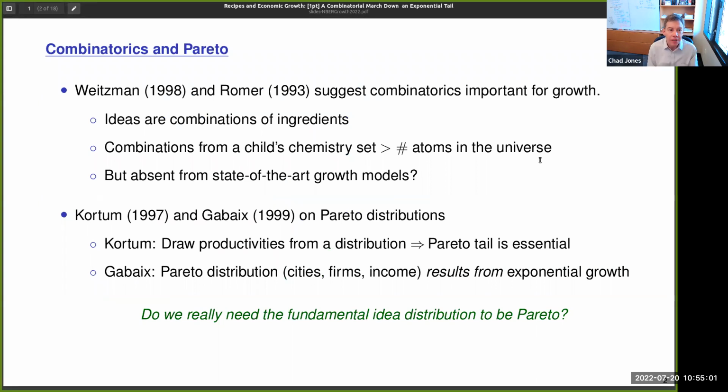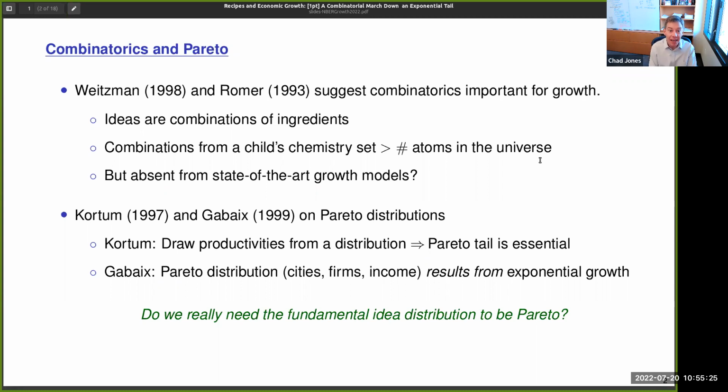The first are these great papers by Weitzman and Romer that suggested combinatorics are important for growth. Romer used to go around in the early 90s and talk about the number of combinations you can make from existing ideas or existing ingredients. So think about the number of things you can make from a child's chemistry set. Combining everything, you get more than the number of atoms in the universe.